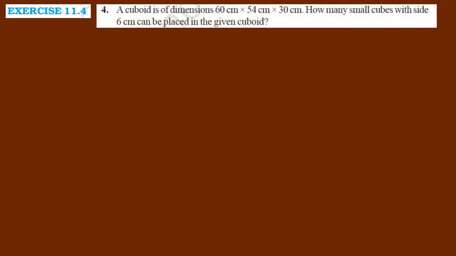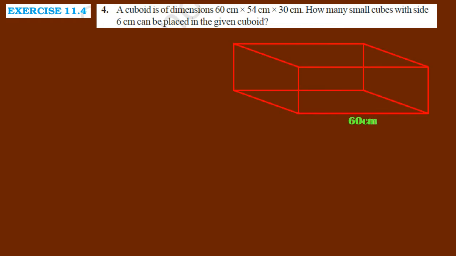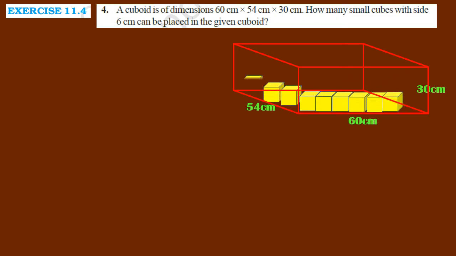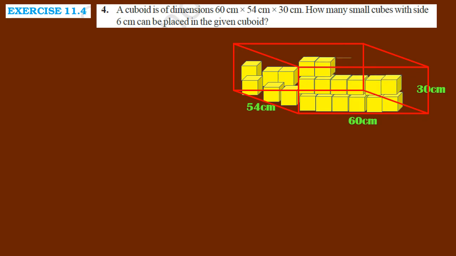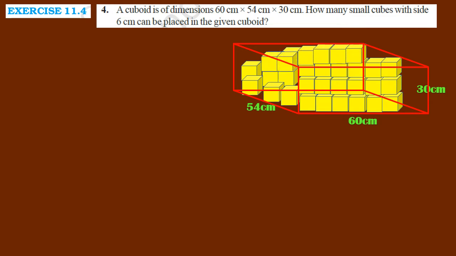Moving on to question number 4. A cuboid is of dimensions 60 centimeter into 54 centimeter into 30 centimeter. How many small cubes with side 6 centimeter can be placed in the given cuboid? So this is what we have to find. How many small cubes of side 6 centimeter can be placed inside this cuboid? So for that, what we have to find? We have to find the volume of the bigger cuboid and the volume of the cube.